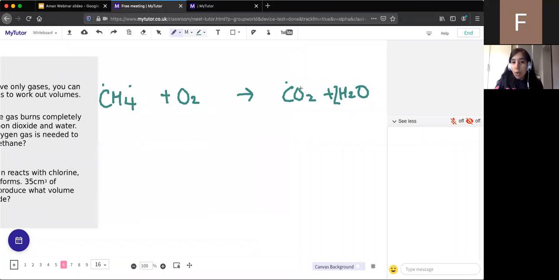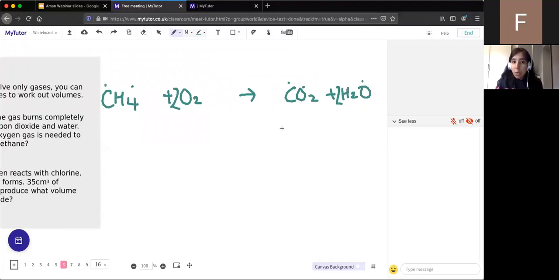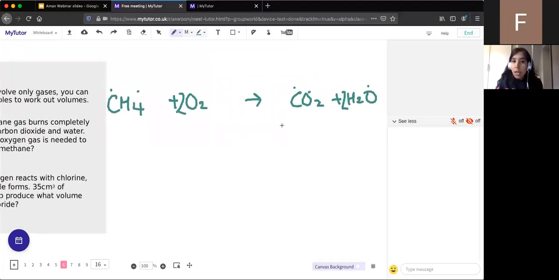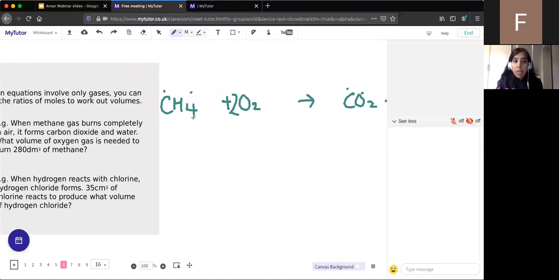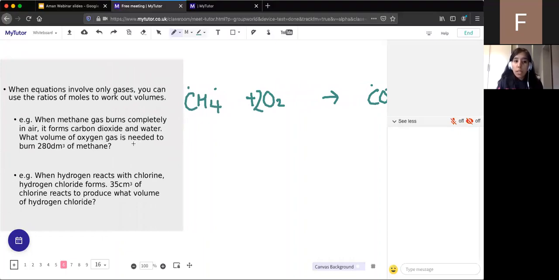We've got 4 oxygens, but only 2 here, so we need to make that a 2. So now we have 1 carbon, 4 hydrogens, 4 oxygens, 2 here plus 2 here, which makes 4. So that's our balanced equation for methane burning with oxygen. And what we can see there is it's all gases. So this is saying what volume of oxygen gas is needed to burn 280 decimeters cubed of methane.